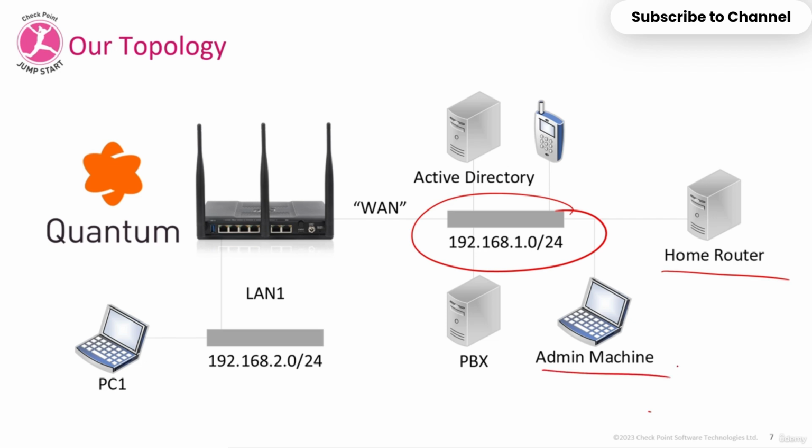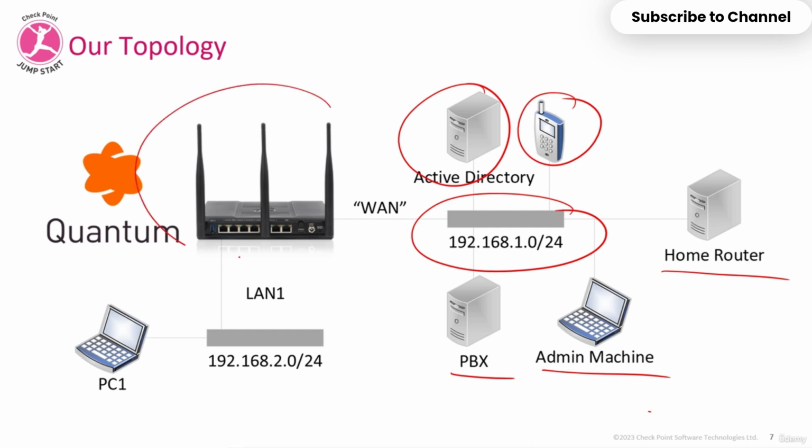On this network, I have my own PC, which I'm going to use to manage it all. That's going to be my admin machine. I have a PBX server, which will allow me to conduct voice over IP calls within my network. I have a VoIP phone on my network as well. I have an Active Directory server running Windows Server. So I'm going to use it to create users and then integrate it with my Quantum Spark, which is right here. I have a Quantum Spark device, and it also hosts its own private and protected network behind it with one PC.